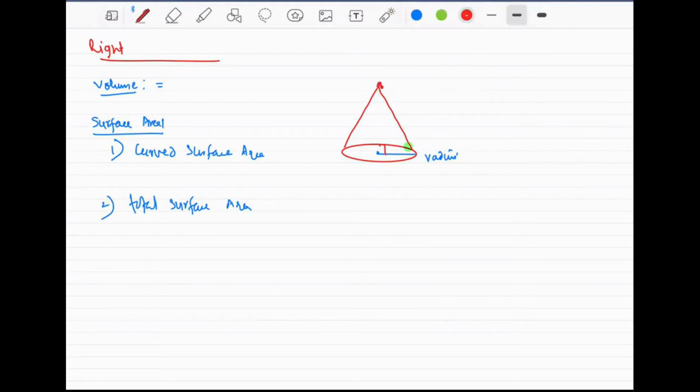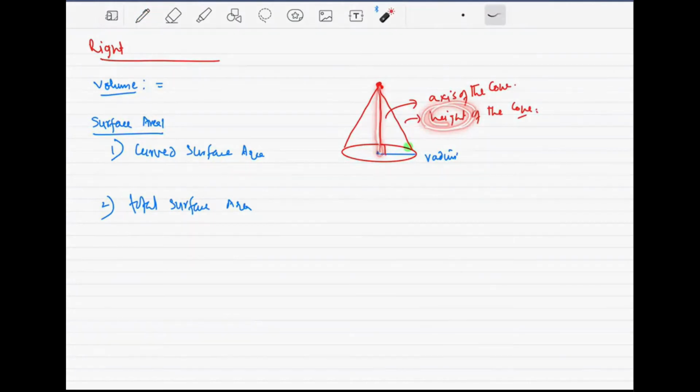From the top, from the apex, if you draw a line to the center of the circle, this line is called the axis of the cone, and this is also called the height of the cone. So the length of this portion will indicate the height of the cone. Height of the cone will be represented by h. And the radius, let's put r as its symbol.